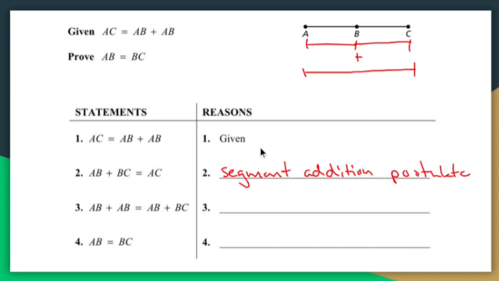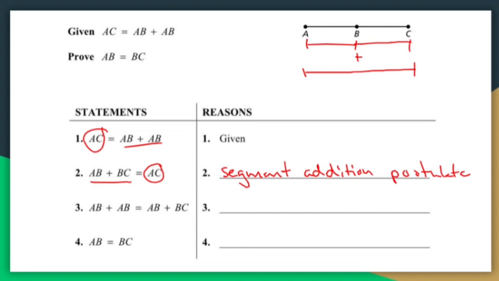Now, they went from AB plus BC equals AC, and they turned that into AB plus AB equals AB plus BC. What gives them the right to do that? Well, very often, a step or a statement comes from a combination of two previous statements. This is what I notice, that AC is AB plus AB. AC also happens to be AB plus BC. So if AC is this and AC is that, then this equals that.